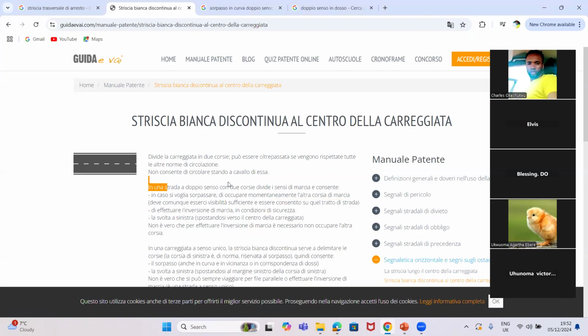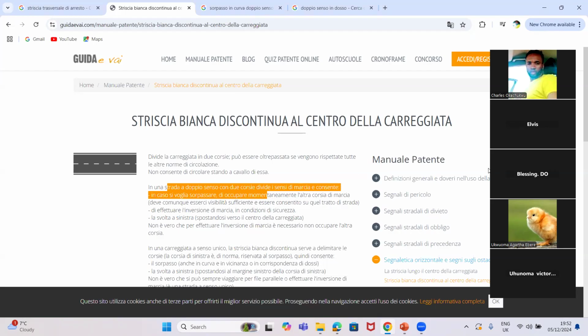In una strada a doppio senso, con due corsie, divide i sensi di marcia. Where did they even write that in before? Okay, it's the other side. Okay, the first one we saw before.